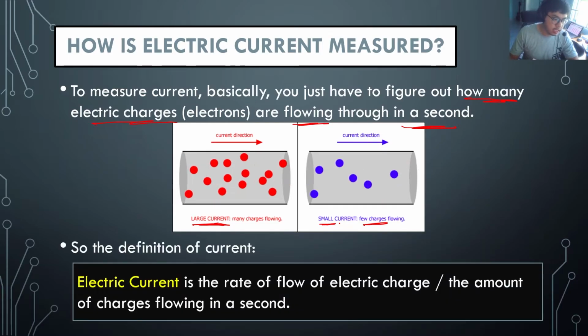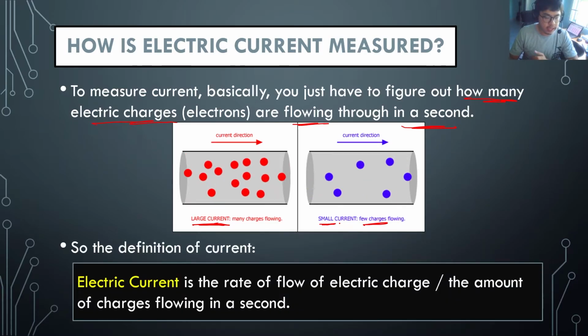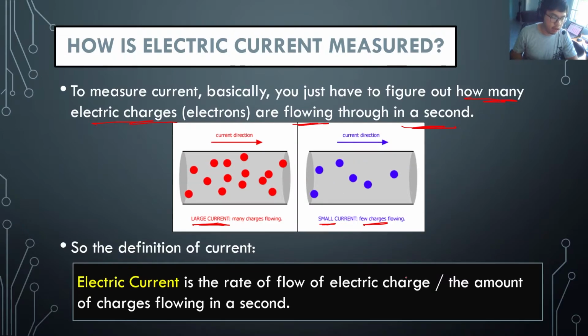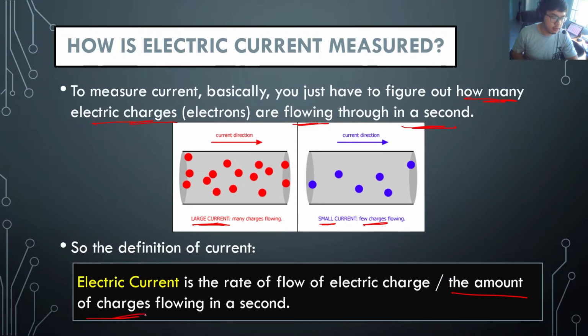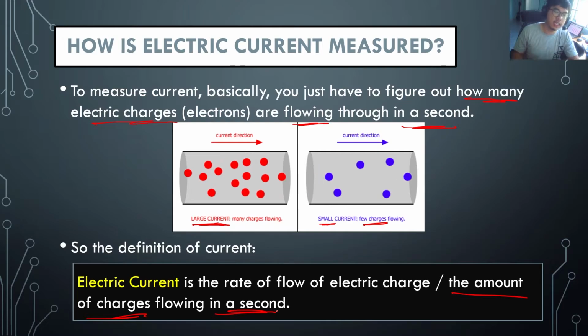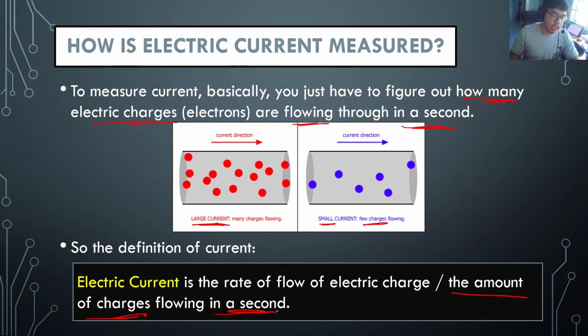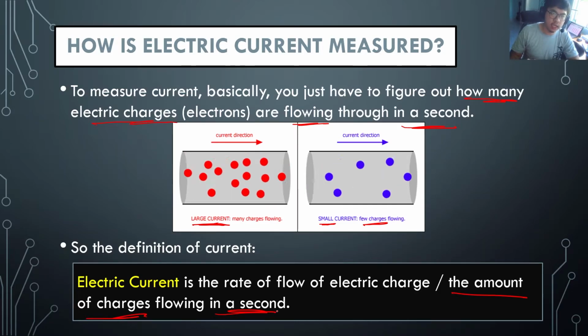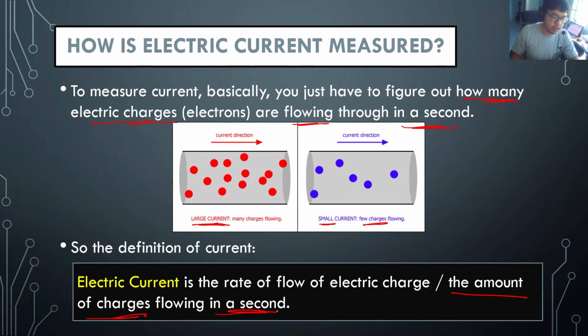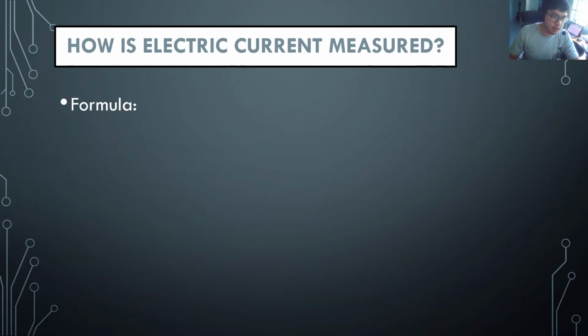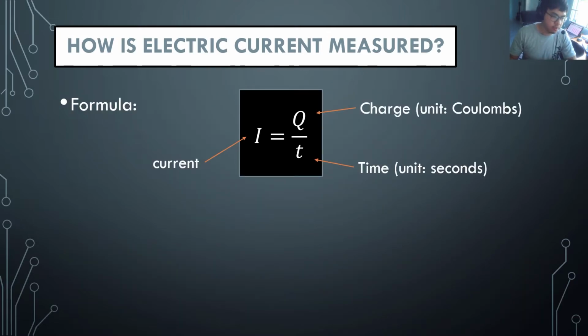We can define current as the rate of flow of electric charge, or the amount of charges, so how many charges flowing in a second. If in 1 second there are thousands of charges flowing, then we have a large current. If in 1 second there's only 1 or 2 charges flowing, then there's not a lot of current. From the definition of current, we can deduce the formula to be current is equal to charge, how many charges there are, over time, or how many charges per unit time.